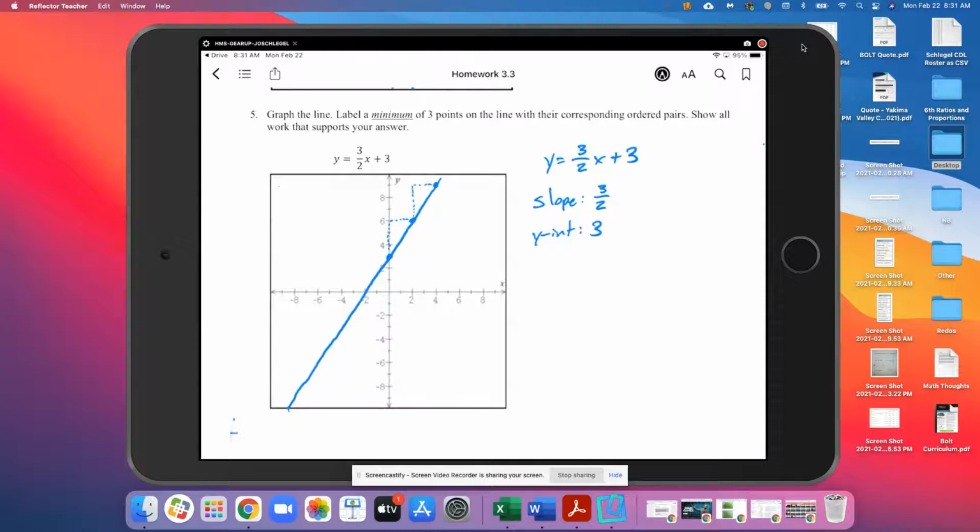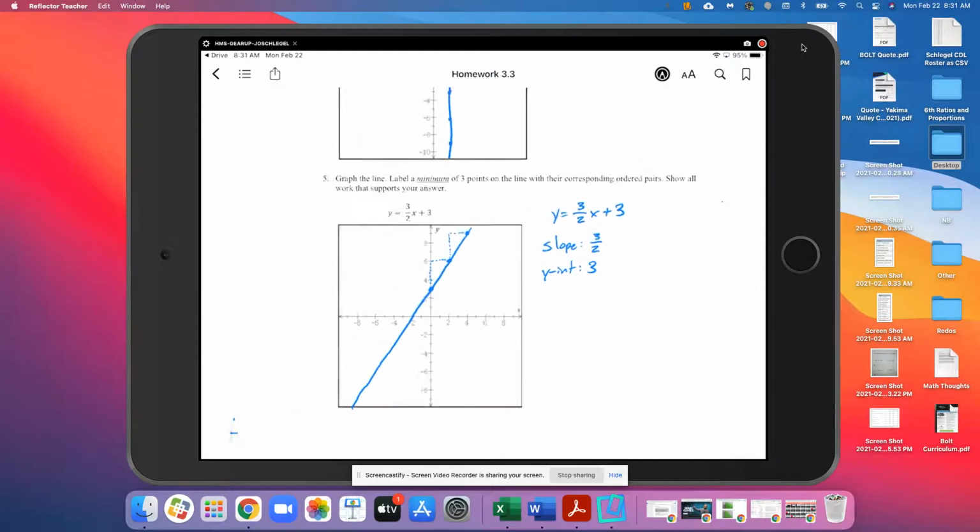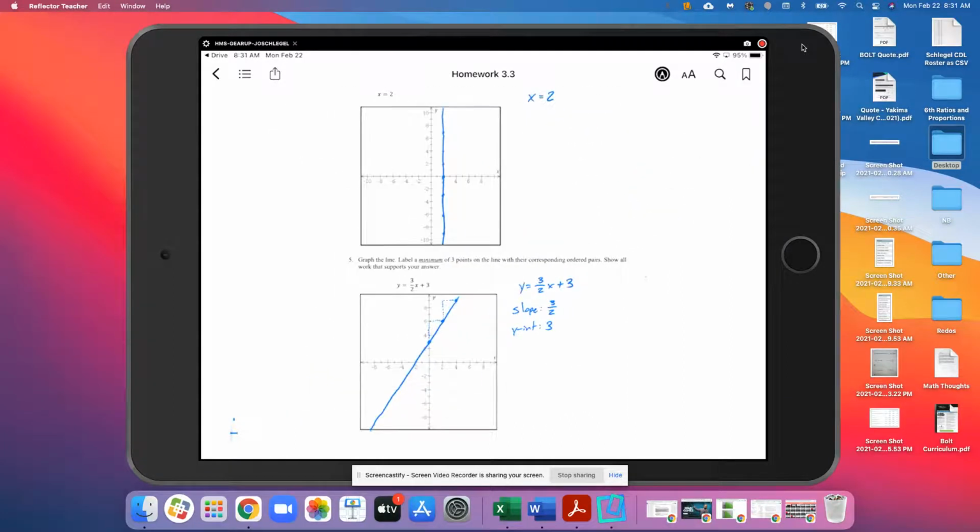And again, if you wanted to put a 1 in for x and figure out what y was going to be, that's fine. Feel free to do that. It should work out fine. Just make sure your graph comes out looking like mine.